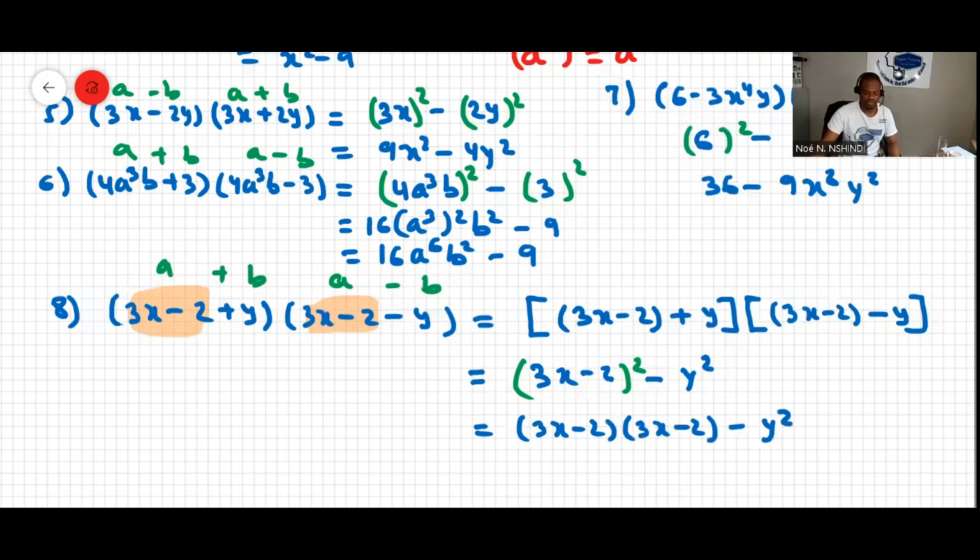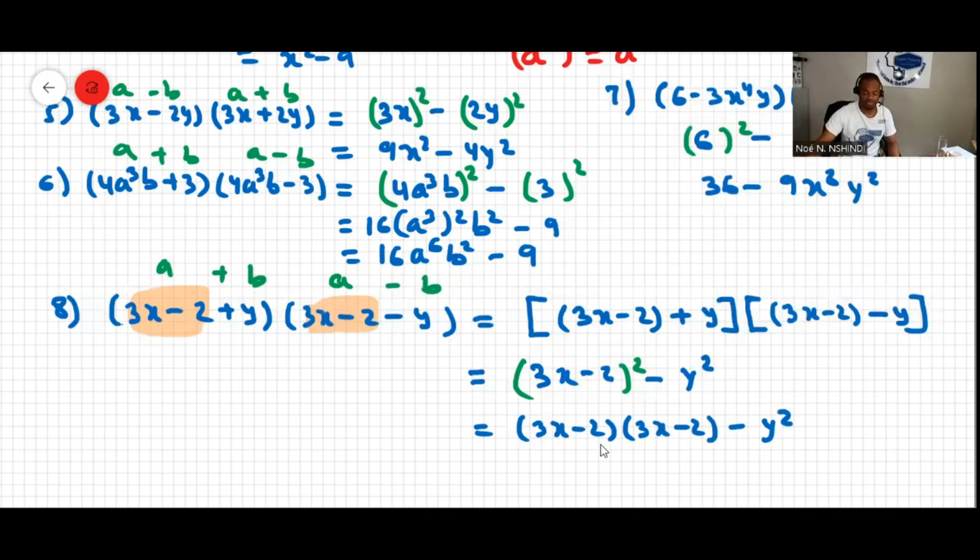And then over here, we can just apply our technique. Note that this is not a difference of two squares. This product doesn't lead to the difference of two squares, okay? Because we have 3x minus 2 and then 3x minus 2. If the sign were a difference, like if that side was a plus, or that side was a plus, then we could apply our formula that leads to the difference of two squares, but it's not the case here.